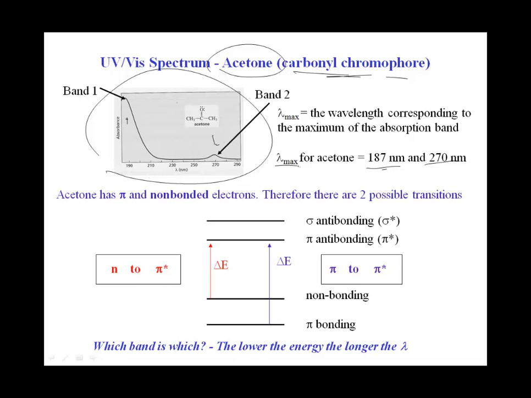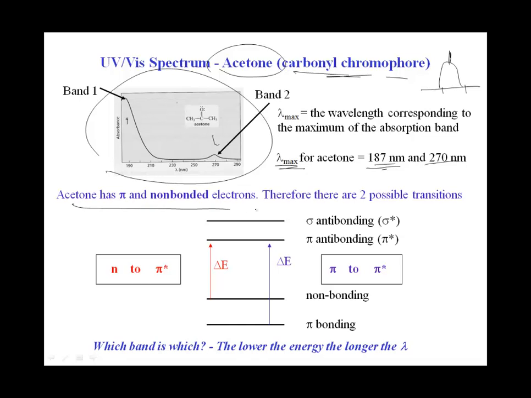And what you generally note in UV spectroscopy is the lambda max. You have a peak like this, and of course the peak covers a range of wavelengths, and you take the value at the maximum part of that peak. So that's your lambda max. And when you measure that for acetone, it's 187 and 270 nanometers.